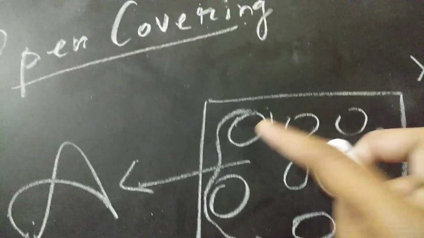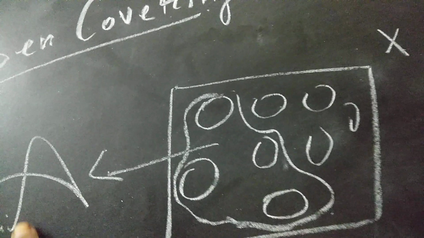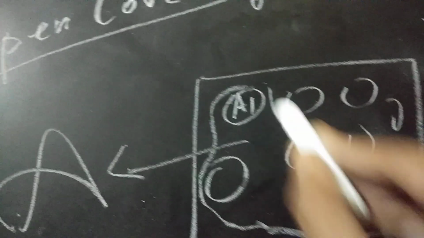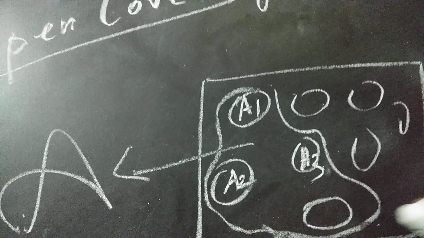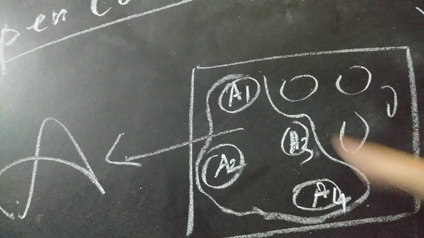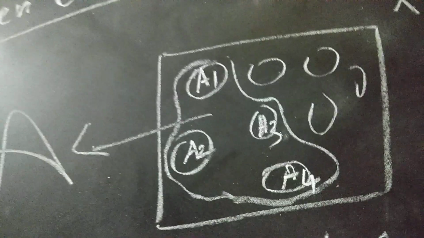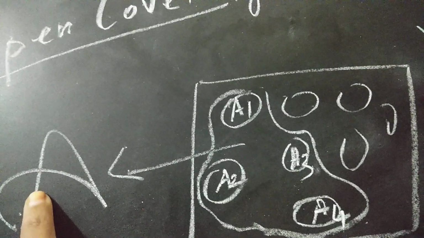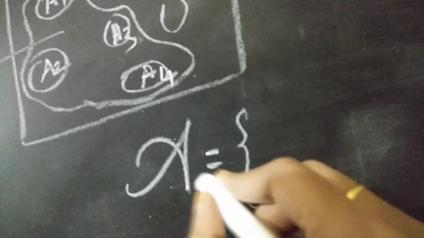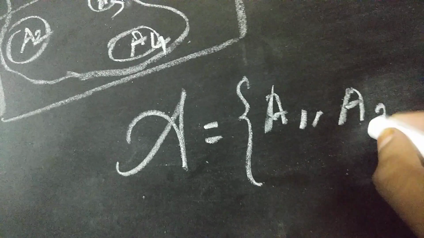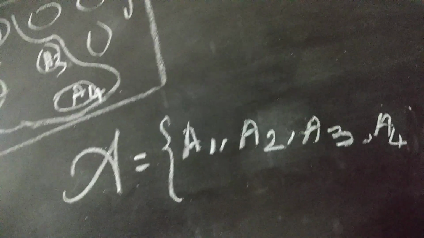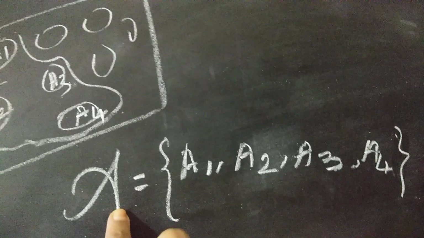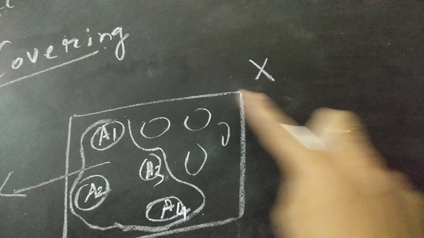I am giving a name to every subset present inside this script A. So this is A1, this is A2, this is A3; this is script A, this is normal A. Okay, I named them. So these subsets are present inside this script A. So I am writing like this: script A is equal to A1, A2, A3 and A4. Now I am going to say this script A is an open covering of this topological space X.